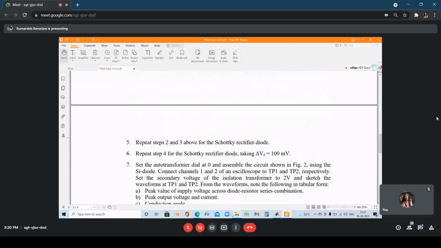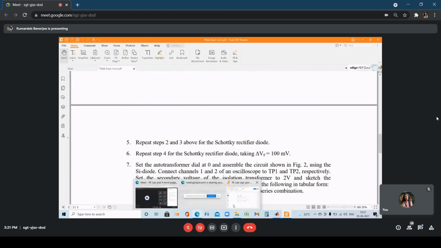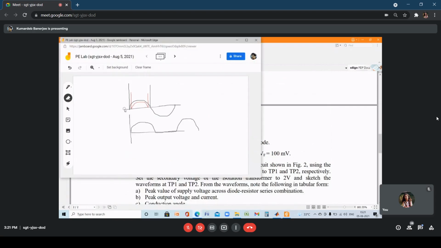Let's go back to the Jamboard. The conduction angle is basically the time between these two red lines. That's the conduction time. And if you find the conduction time, then immediately you can find the conduction angle. It's a simple unitary conversion, that 10 millisecond equals 180 degrees. So what is this particular time, the conduction period, when it gets converted to the corresponding conduction angle value?